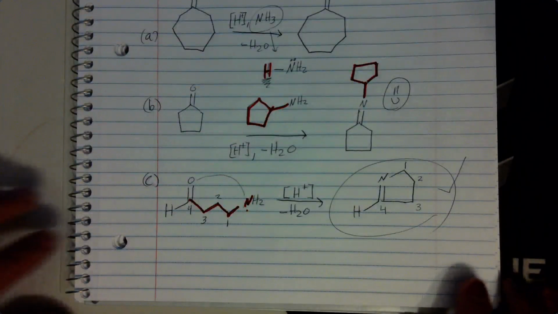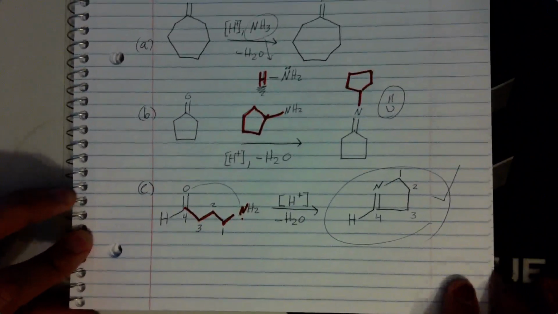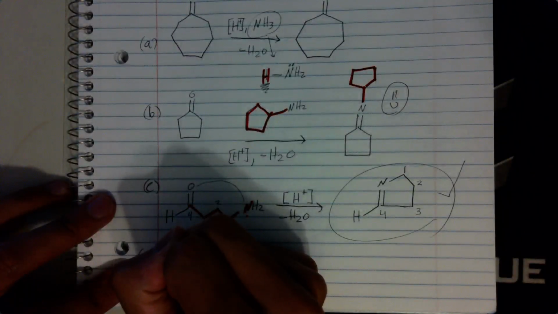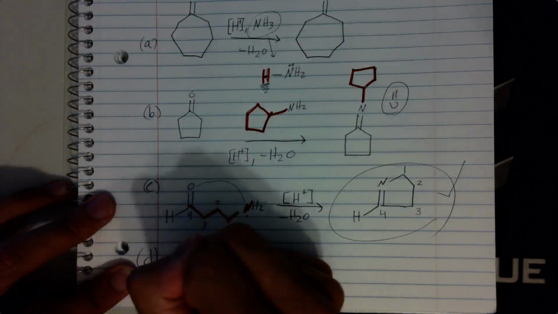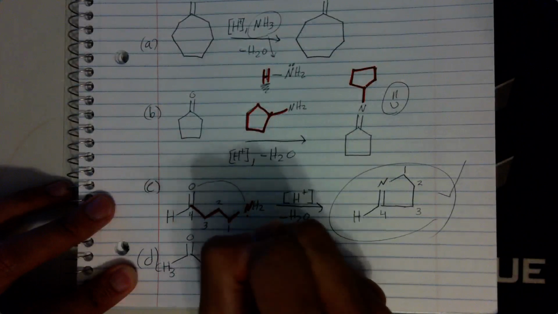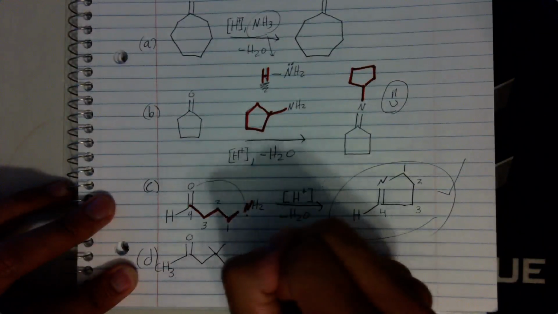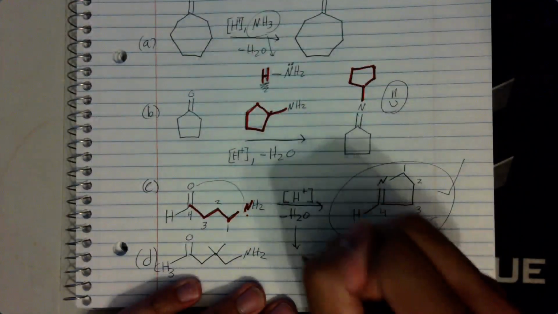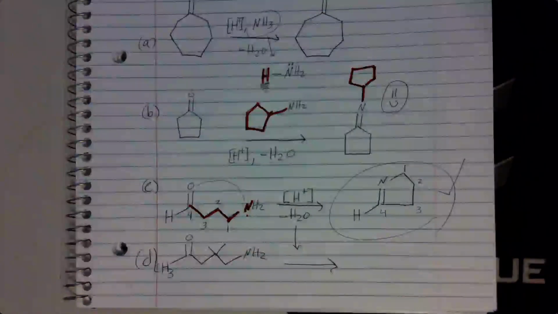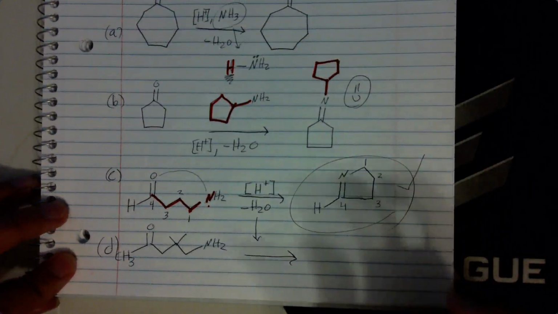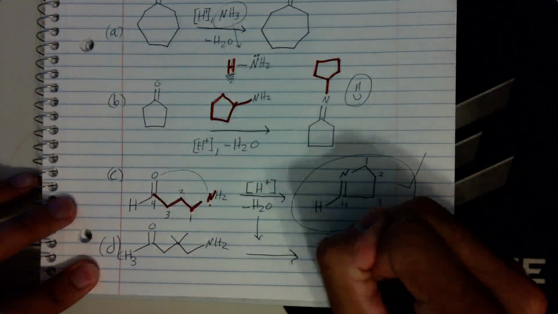Cool. Now let's look at D. It's the same exact molecule, except we have a CH3 at the end, and at this carbon, we have 2 methyls. So you already know that we're going to get more or less the same cyclic product, but there are just different attachments. So we're going to get the same cyclic product. You know that.